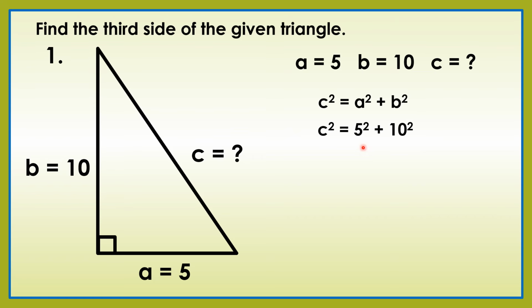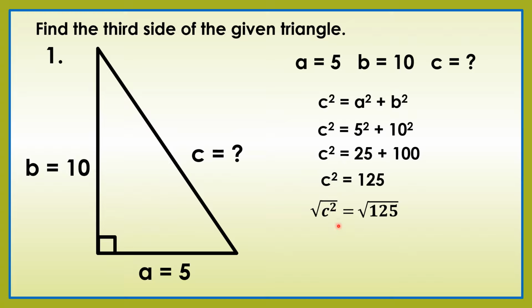So, ang 5 squared natin ay 25 at ang 10 squared natin ay 100. So, we will have now c squared is equal to 25 plus 100. Add natin itong dalawa. So, c squared is equal to 125. And then, since ito ay naka-squared pa, para ma-solve natin ang c, kinakailangan natin siyang i-square root, both sides. So, square root ng c squared at square root ng 125.